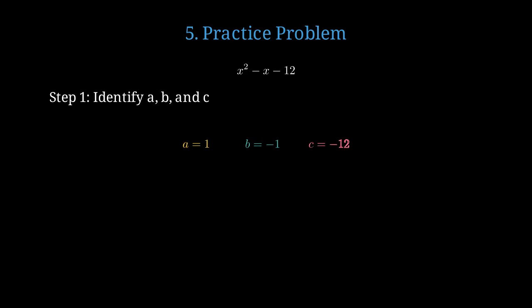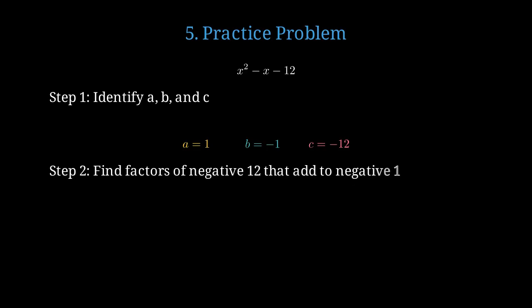Let's work through one more complete example together. Factor x squared minus x minus 12. Step 1. Identify our coefficients. We have a equals 1, b equals negative 1, and c equals negative 12. Step 2. Find factors of negative 12 that add to negative 1.